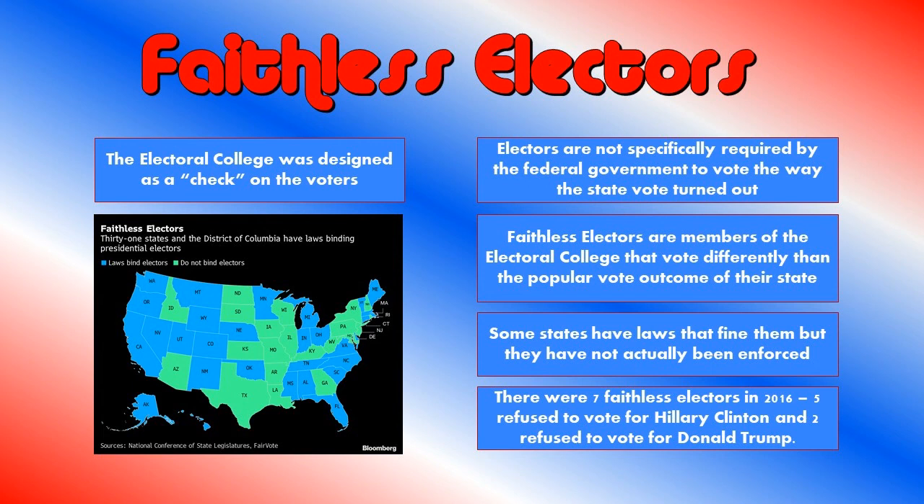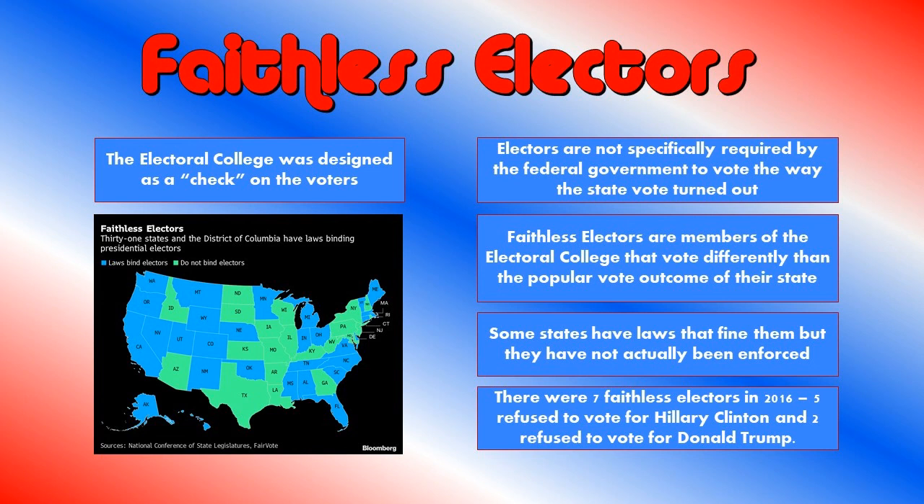So in the map here, you can see blue states and green states. The blue states are states that have passed laws that require their Electoral College members to vote the way that the people voted. The green states have not passed those laws. So in the green states, the voters can vote however they want. And in the blue states, if they were to vote differently than the voters, they're really just going to face a small fine.